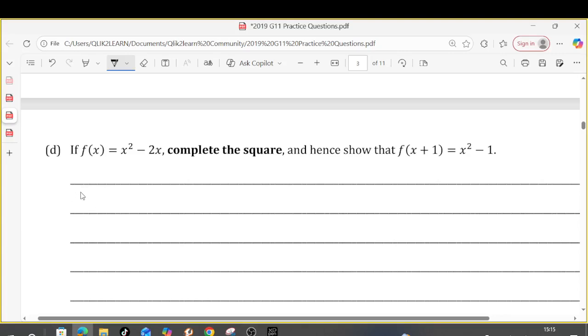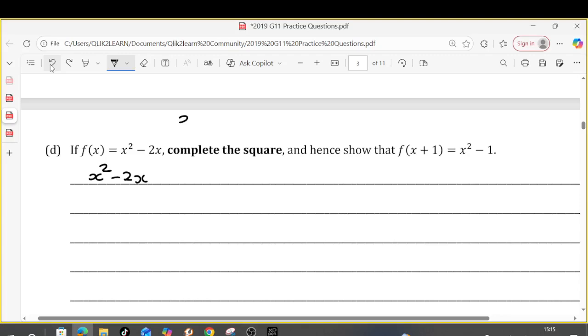So when we complete the square, we take our f of x, which is x squared minus 2x. We're going to add b over 2. Wait, guys, help me. I forgot. What are we adding? It's b over 2 squared. Now I get it.